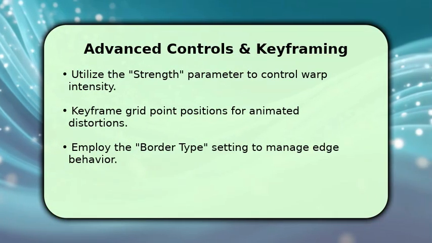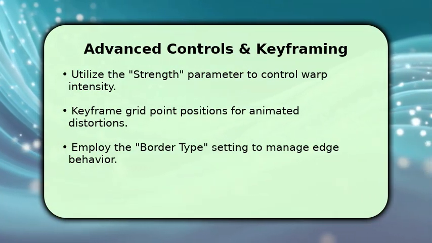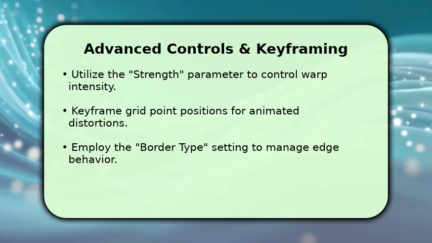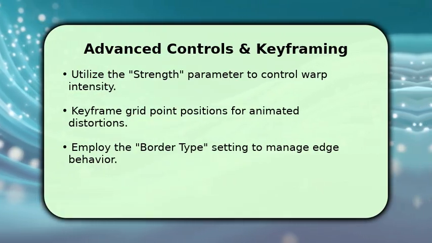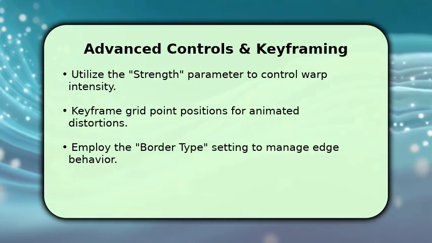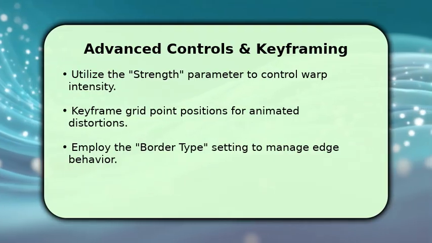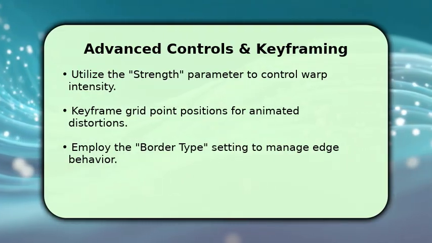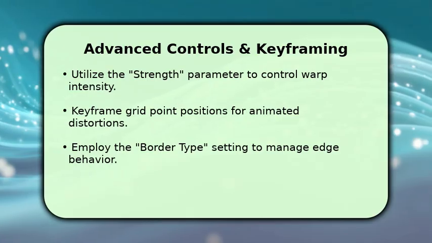For more advanced effects, explore the additional controls. The strength parameter allows you to dial in the intensity of your warp from 0 to 100%. You can also keyframe the positions of your grid points over time, creating dynamic, animated distortions.